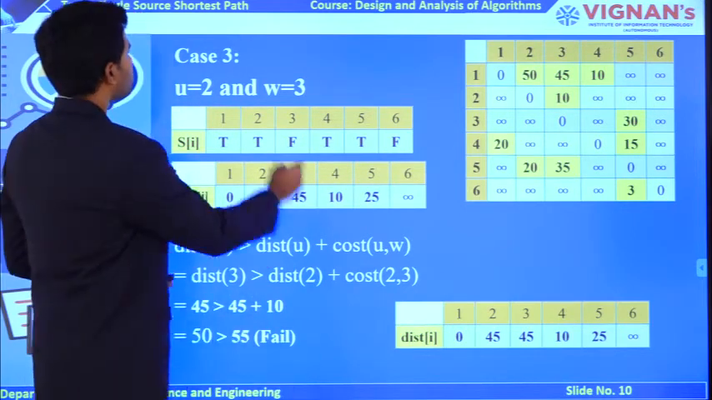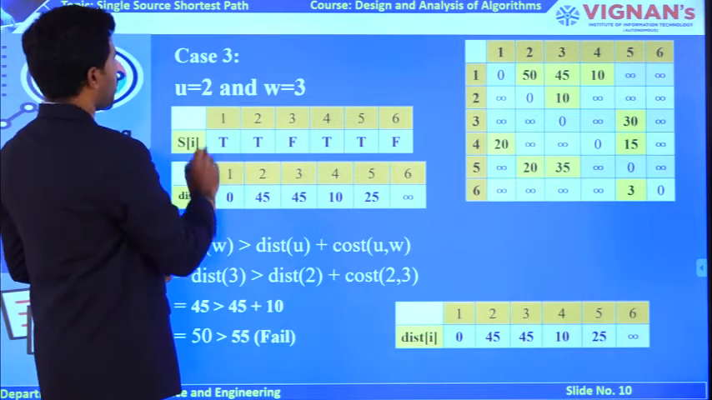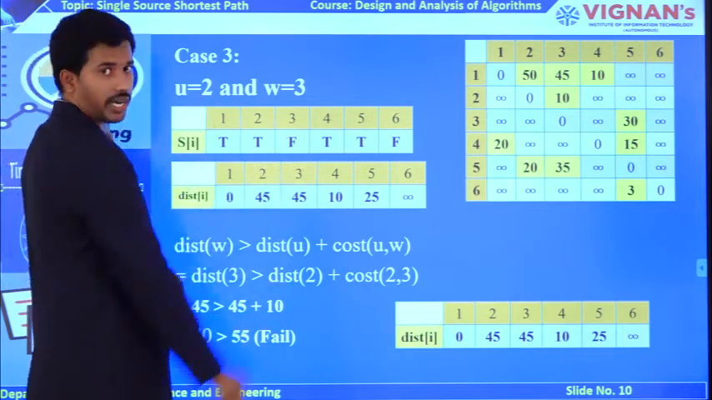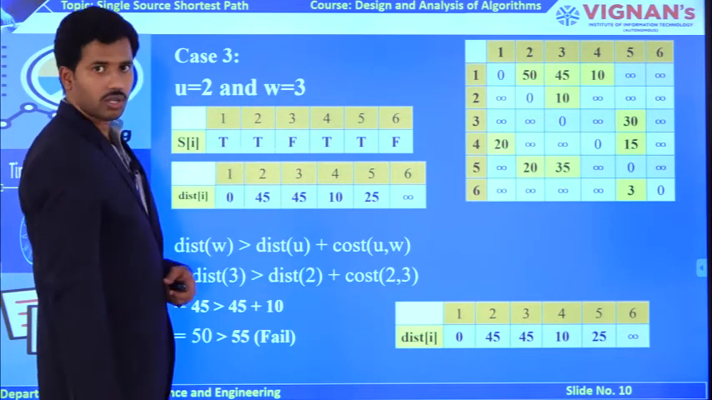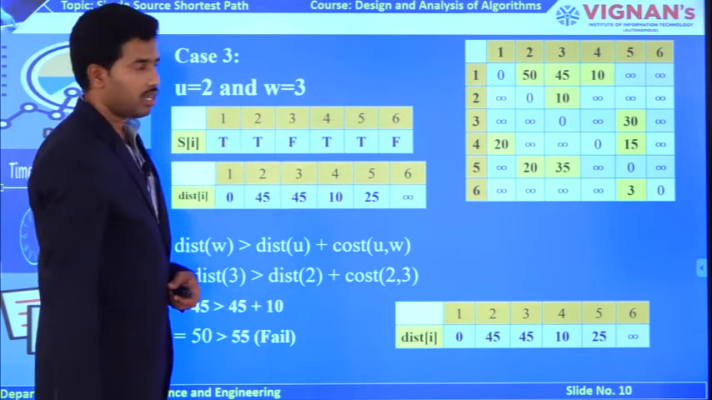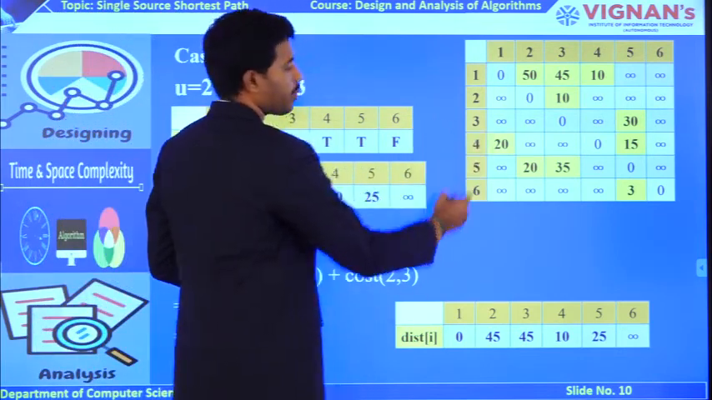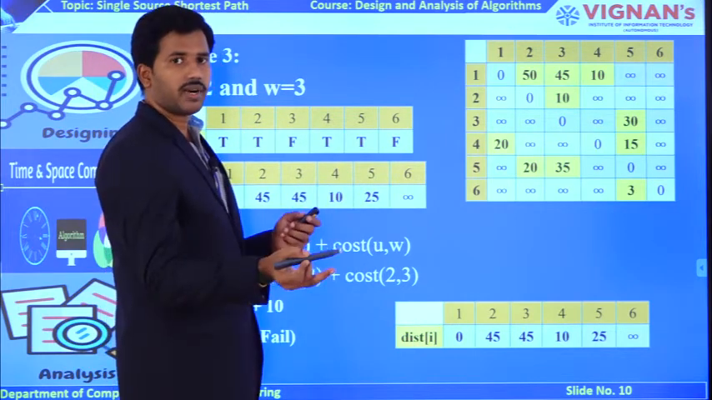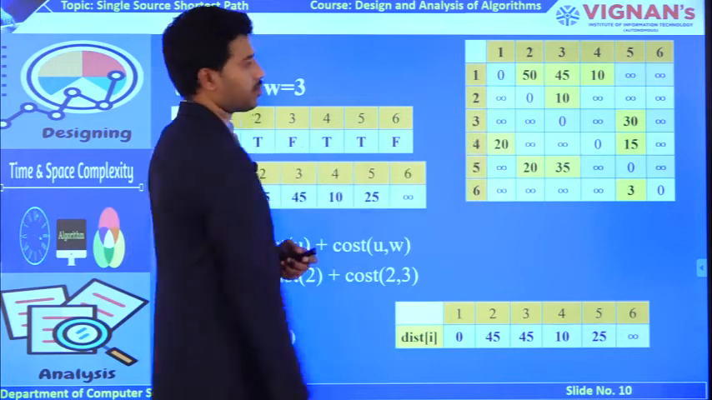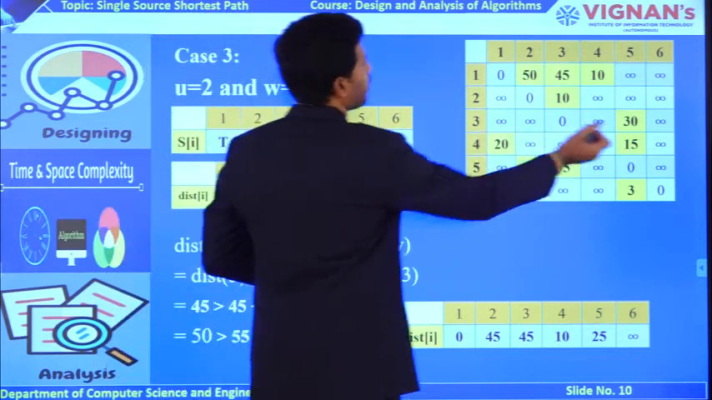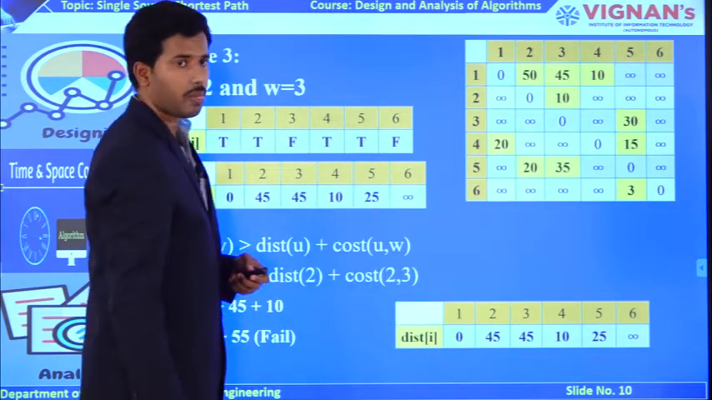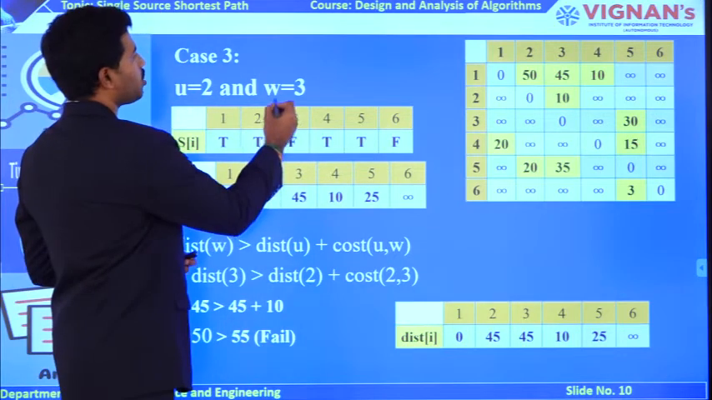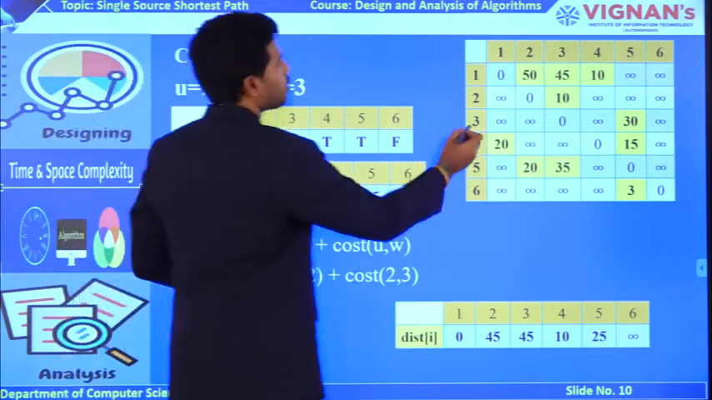Now at case number 3, from 2 you are moving to 3, right? And for case number 4, U becomes 3. So go to the third row of your adjacency matrix and find the adjacent vertices available to the third vertex. That is 5. Only a single vertex is there, right? So for case 4, U becomes 3 and W becomes 5.